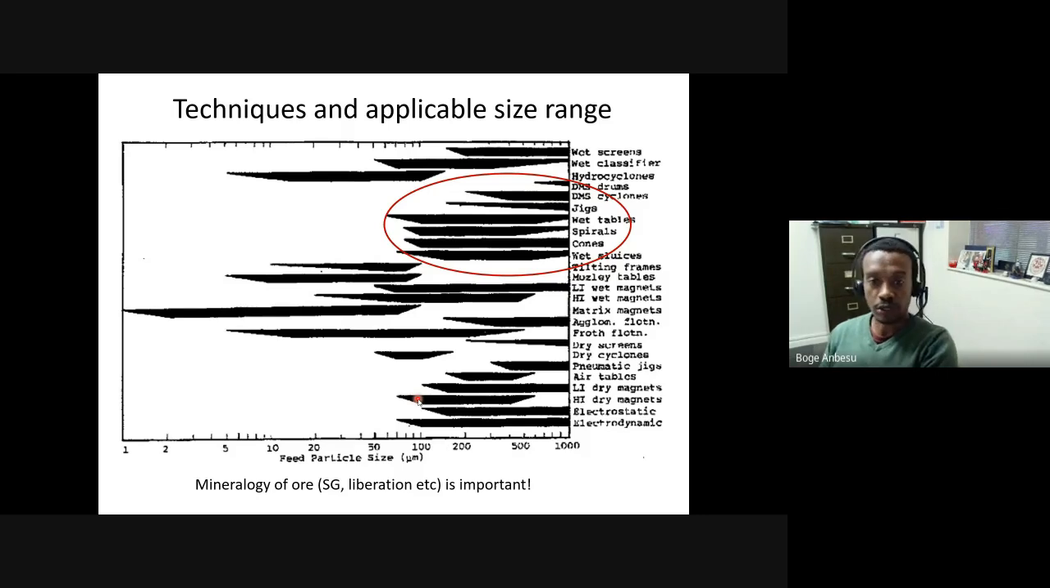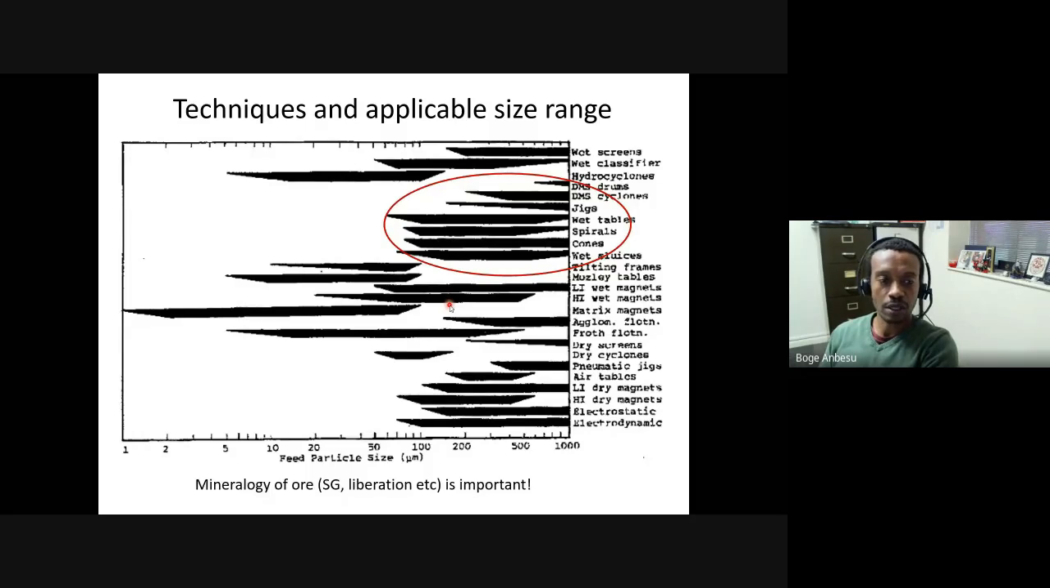And therefore we need to crush and grind particles to 100 micron. And now we have these particles, so we have to come up with the best separation method that enables us to upgrade the ore accordingly. Okay, so obviously you can't just randomly choose particle size for the ore.